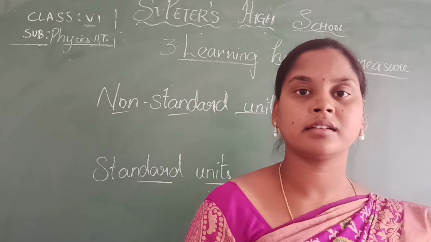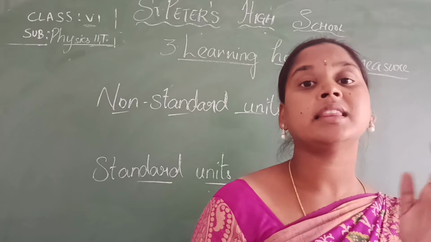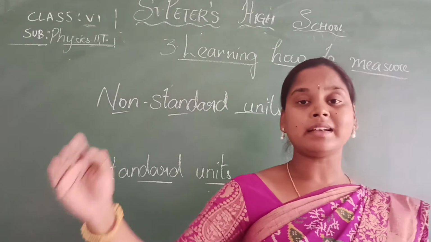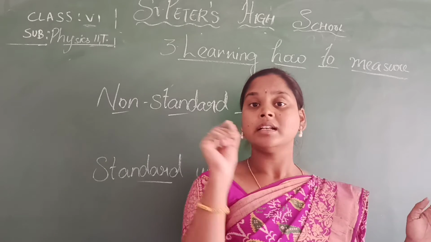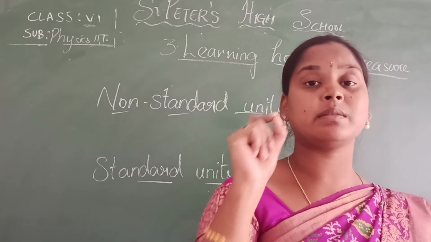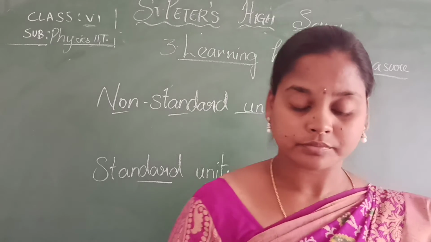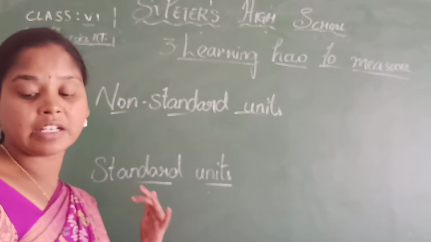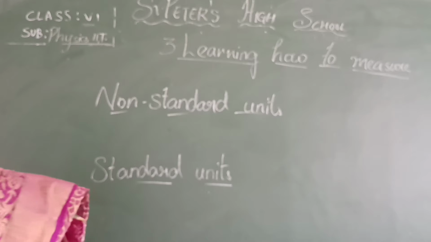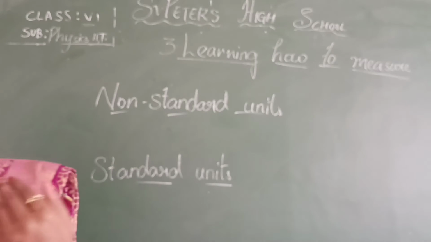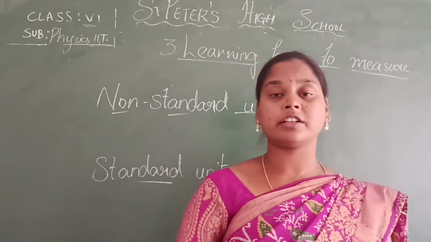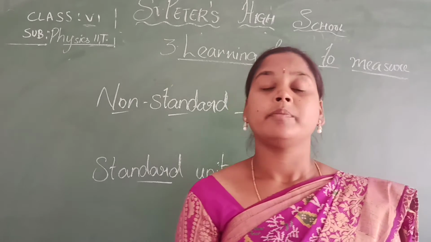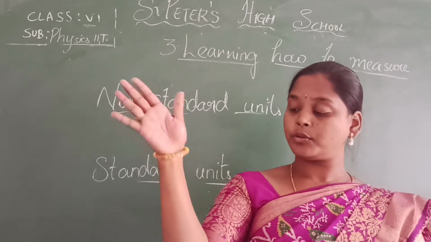Do you know the meter scale? Whatever scale you are using, it is a 30 centimeter scale. 1 meter is equal to 100 centimeters, so that length is divided into 100 parts, and each of those 100 lines shows 1 centimeter. Clear? Non-standard units will not be the same for all persons; they may vary from one person to another. These non-standard units are measured using body parts like foot span, hand span and cubit. Cubit means this one. Foot span means the exact length of the foot. This is the cubit.